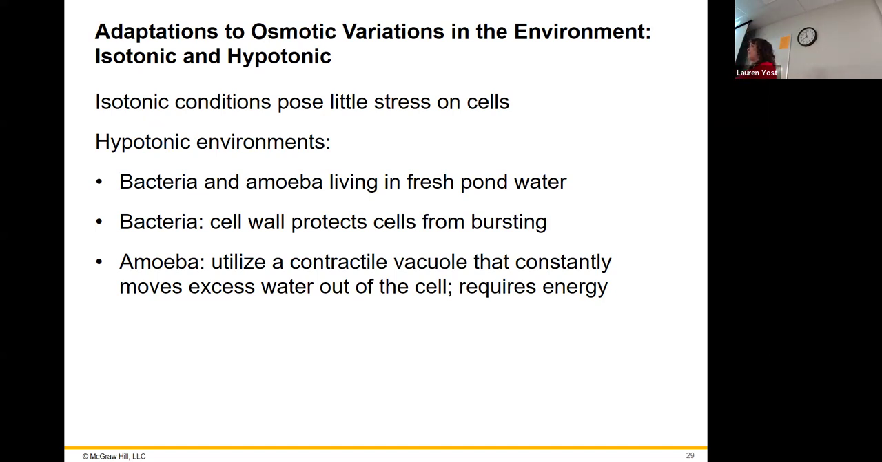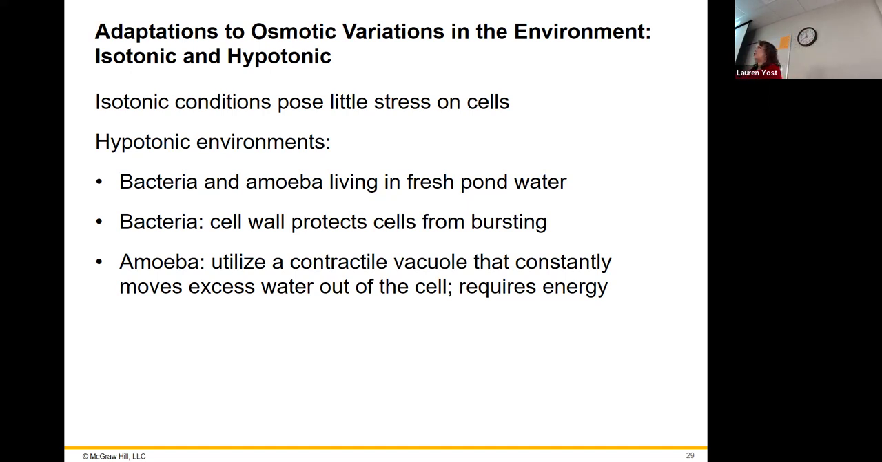So some organisms might live in situations where they are constantly in hypotonic, like living in the bathtub. If they had to live in the bathtub situation for the rest of their lives, they have to have something in place so that they are able to survive that, because they still have to have functions inside of their cell. So bacteria and amoebas that live in fresh pond water, the bacteria, the cell wall is just holding everything in place. Yes, it's constantly just puffed out, but it maintains everything. It's fine. And then amoebas have vacuoles.